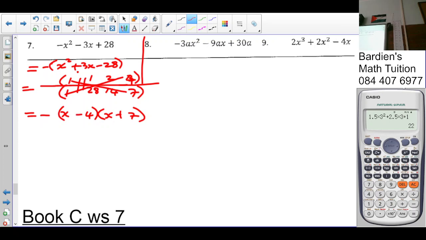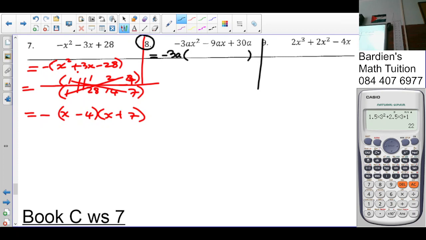Okay. Let's look at number 8. What do you notice here? Negative in the first term. And there's a common factor of 3. So the common factor is going to be negative 3. Oh, it's the a as well, so negative 3a.